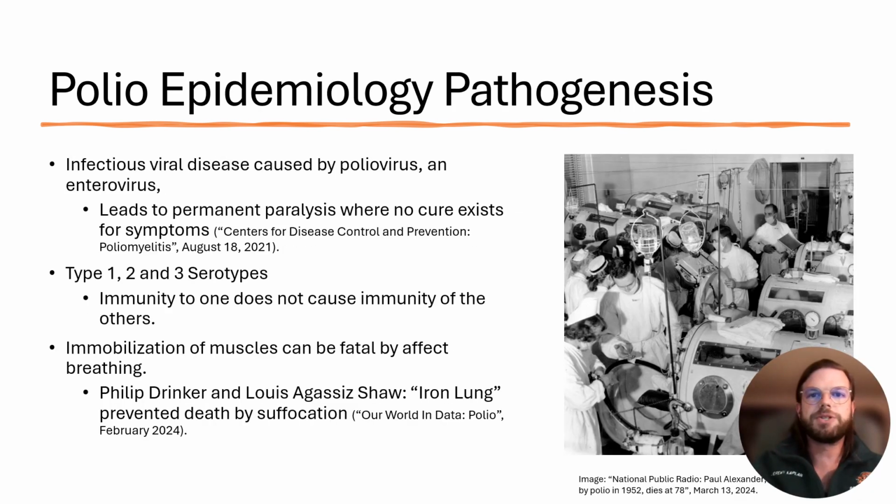Polio is an infectious viral disease caused by poliovirus, an enterovirus that can lead to permanent paralysis where no cure exists for symptoms. There are type 1, 2, and 3 serotypes, where immunity to one does not cause immunity to the other. Immobilization of muscles can be fatal by affecting breathing. Dr. Drinker and Lewis Shaw developed the iron lung to prevent death by suffocation.